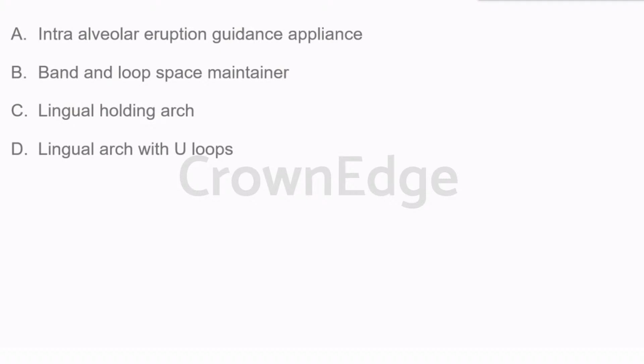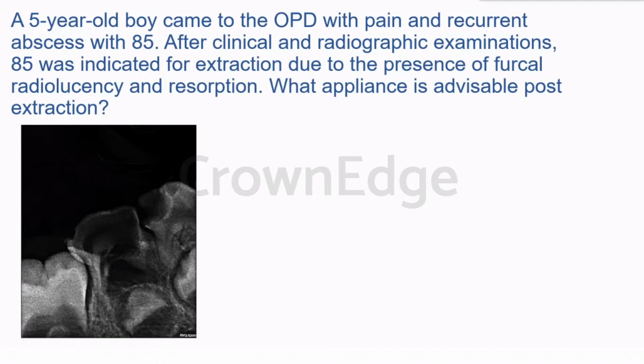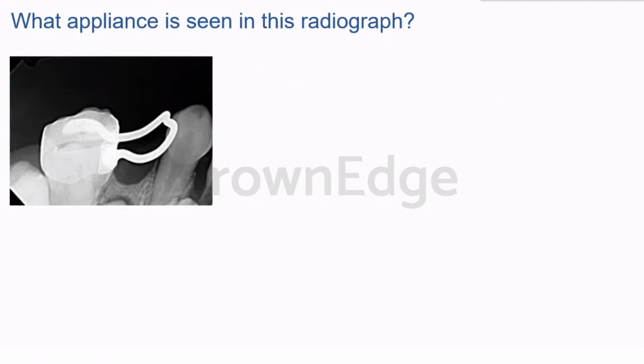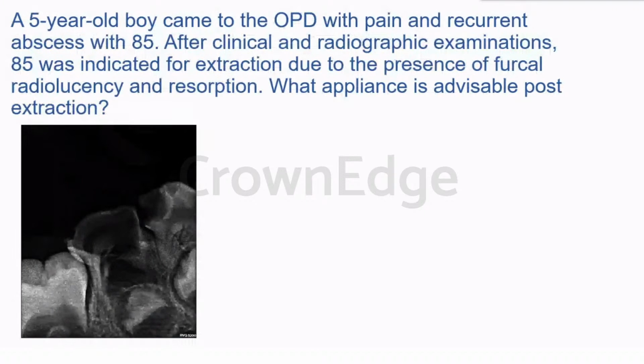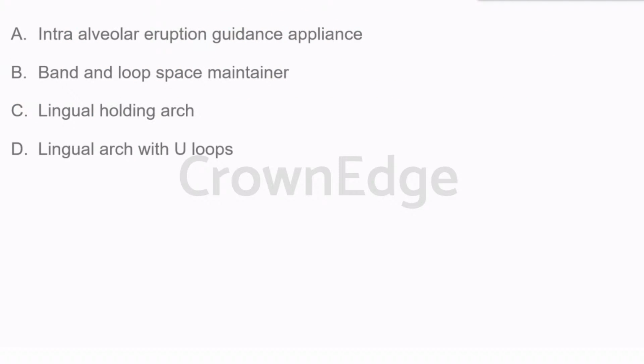Is it option A, intra-alveolar eruption guidance appliance? Option B, band and loop space maintainer? Option C, lingual holding arch? Option D, lingual arch with U-loops. Look into the picture. They're going to extract this. This is partially erupting. It's not completely erupted. It's a 5-year-old child. So once this is extracted, that is second primary molar extracted, what is the indication? What is the appliance that you would be giving?